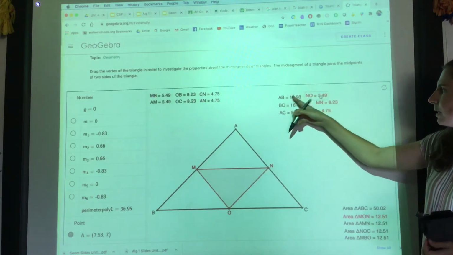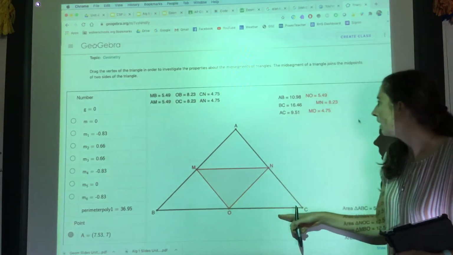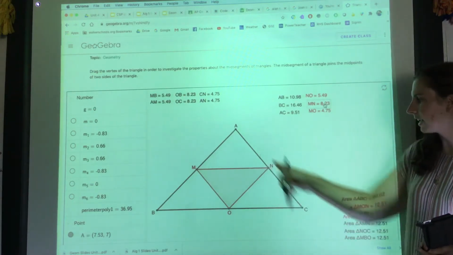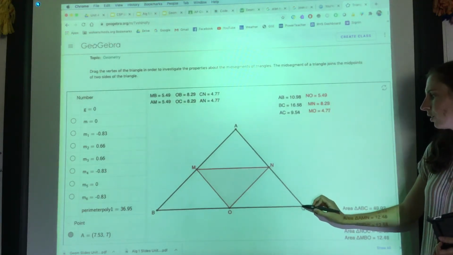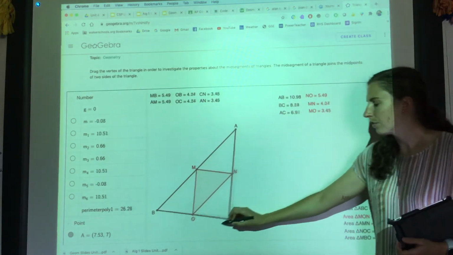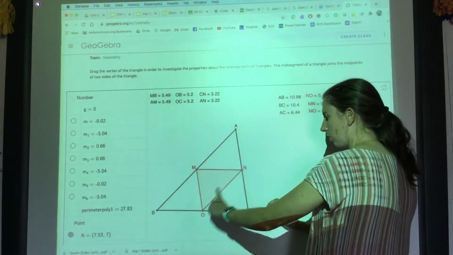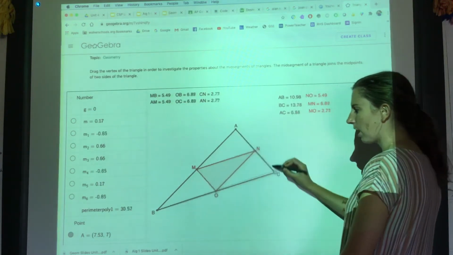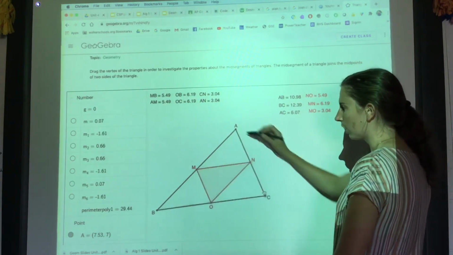If we compare AB to NO, what do you notice? Or if we compare BC to MN, what do you notice? Or if we compare AC to MO, what do you notice about those lengths? And even as we move it around, what do you notice? First of all, see how they're staying parallel? So like, let's just look at these two. Do you see how they remain parallel no matter how I move that triangle? Same thing with these two sides, they stay parallel, or same thing here.